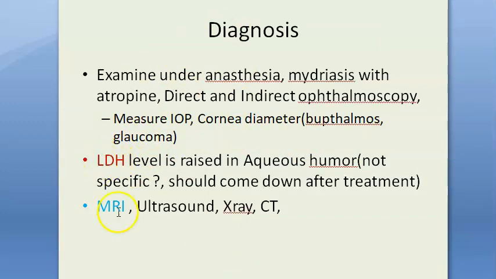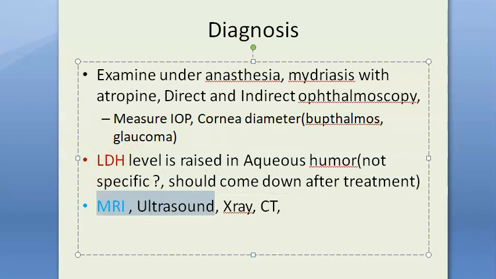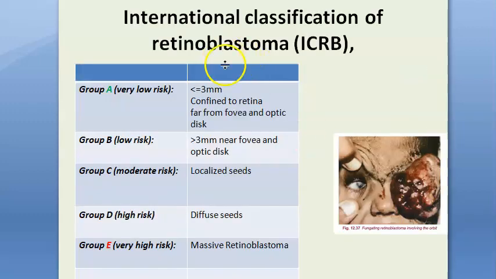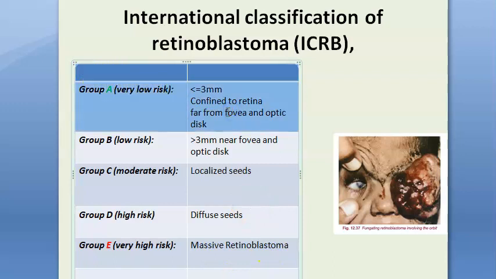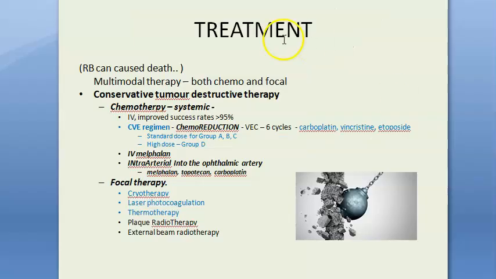Diagnosis, how will you do, guys? You will do MRI, you can say. You'll check the LDH level. You'll examine the fundus, the eye. Classification of retinoblastoma: you have A, B, C, D, E. E is very high risk, massive retinoblastoma. A is very low risk. It is less than 3 mm and it is confined to the retina. Okay, and it is far from the fovea and the optic disc. So basically this arises from retinal neurons, the blast cells. So it's retinoblastoma, primitive cells.